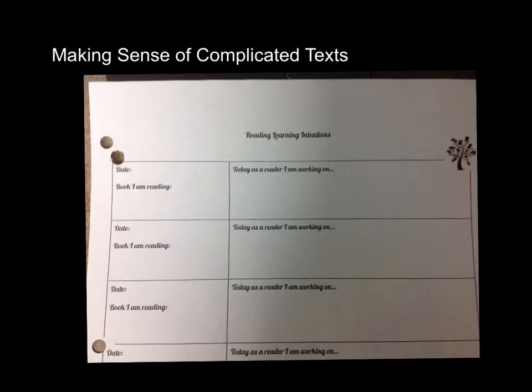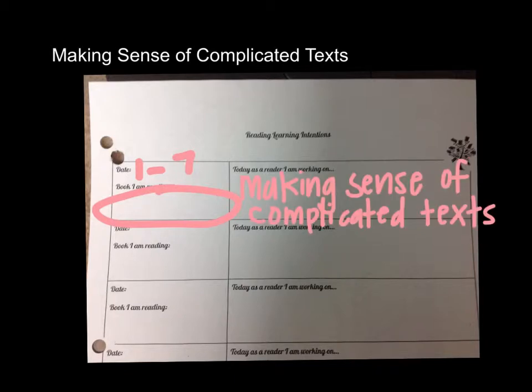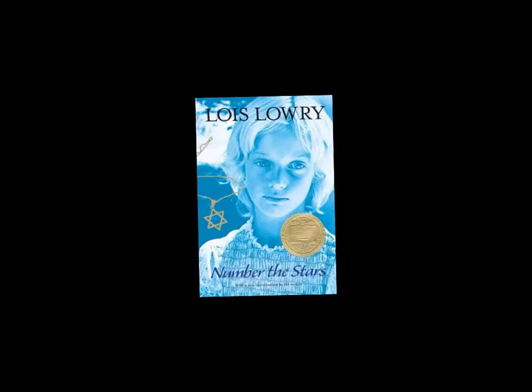Good morning, readers. Today we are going to be learning how to make sense of complicated texts. Go ahead and get out your reading learning intention sheet. Fill out the date. Today's date is January 7th, so that's 1/7. Go ahead and fill in the book you're reading. And today, as a reader, I am working on making sense of complicated texts. Once you have completed this, give your teacher a thumbs up so that she knows you're ready to move on.